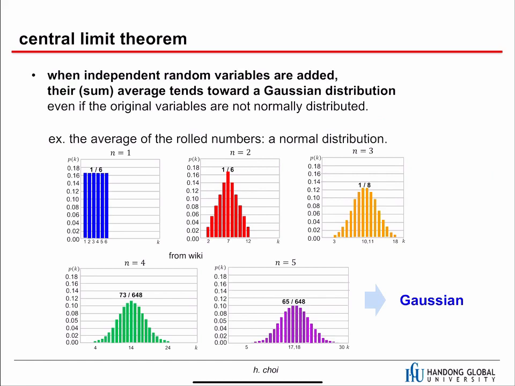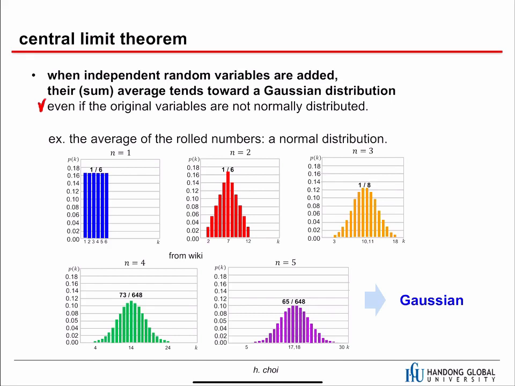And the central limit theorem talks about another good feature of Gaussian distribution. When independent random variables are added, their sum or average tends toward a Gaussian distribution, even if the original variables are not normally distributed. Here is an example.